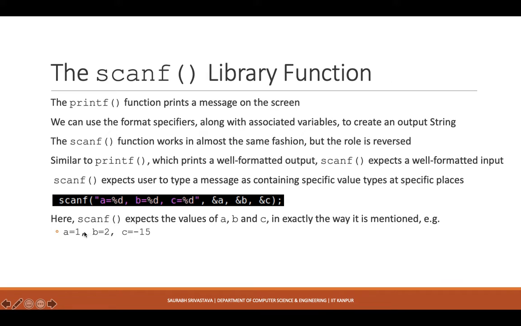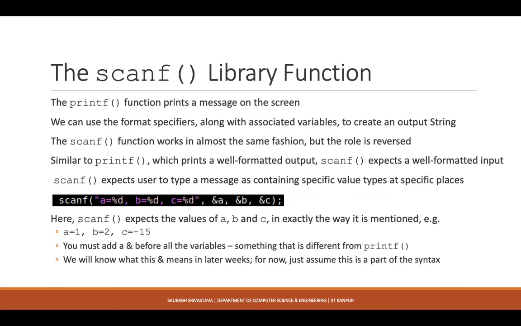So keep this in mind, that the user has to type it exactly as it is, right? So there has to be an a, there has to be an equal to, there has to be an integer, then a comma, then a space, then b equal to another value, comma, space. So everything has to be exactly like this. So this is what scanf expects. Scanf expects the user to provide input in a very disciplined fashion, right?